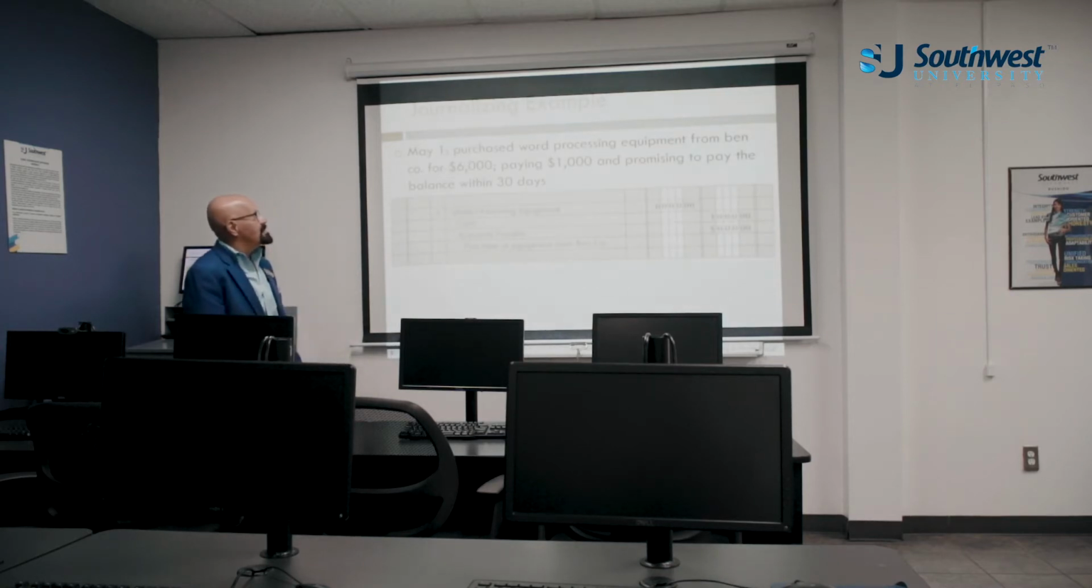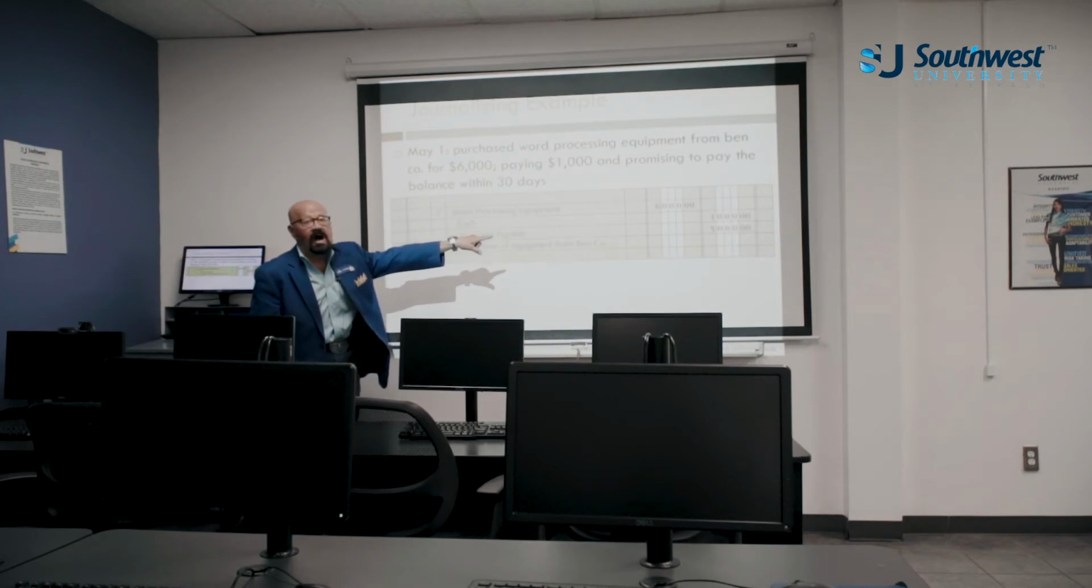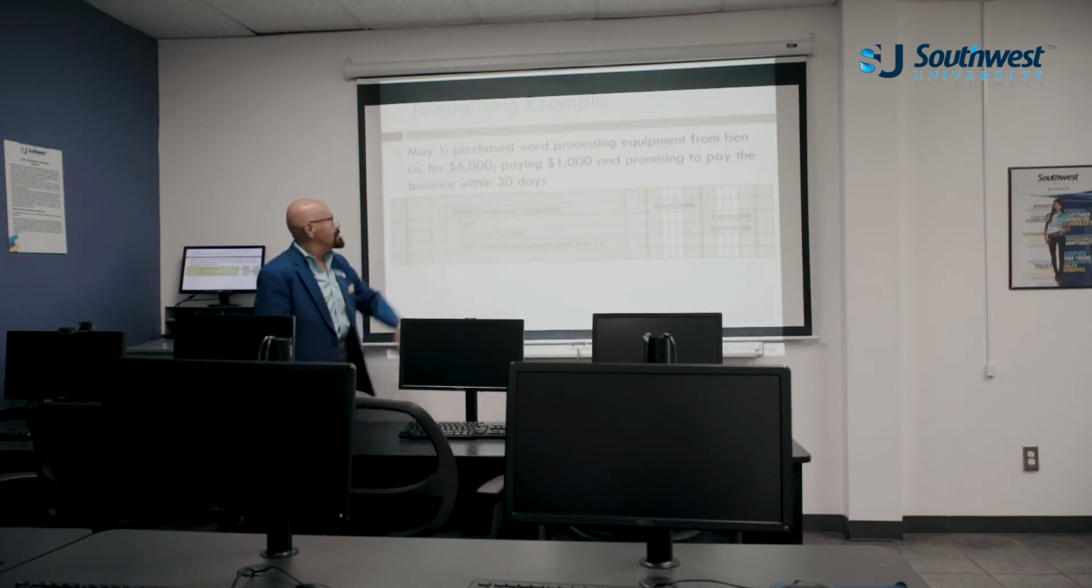So here we have word processing equipment is an asset. How do we make an asset go up? We debit. Okay? Cash, $1,000. Cash is an asset. So how do we make an asset go down? We credit. Okay? Now we owe money.